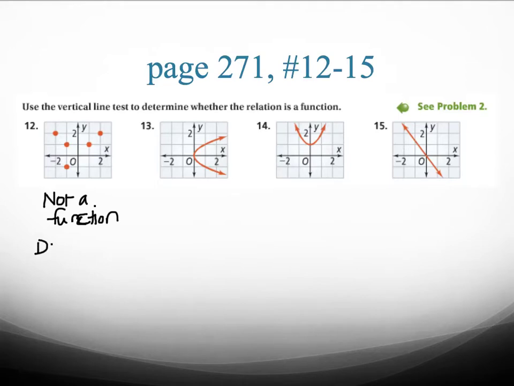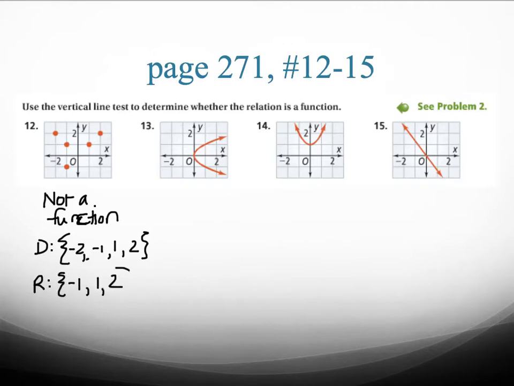So let's go ahead and state the domain and range anyway. Domain here is going to be -2, -1, 1, and 2, listing them in numerical order, no duplicates. The range is going to be -1, 1, and 2.